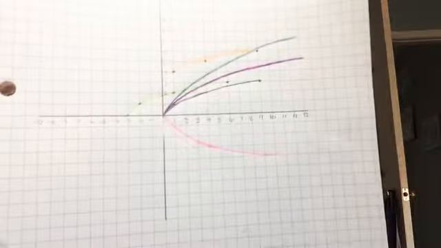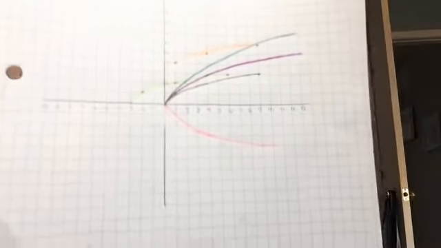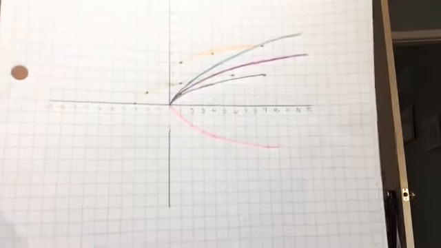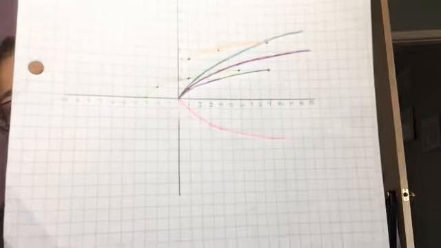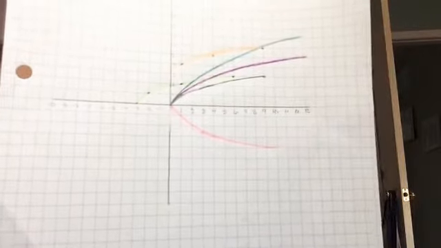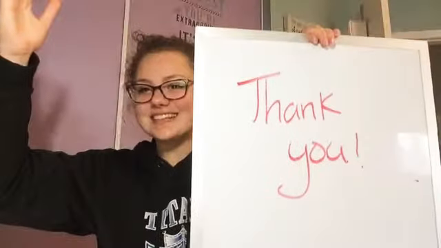Alright guys, so this is what it looks like if you draw all the functions out by hand on graph paper. Each color means a different letter, and our parent function, as you can see, is the one in the pencil.